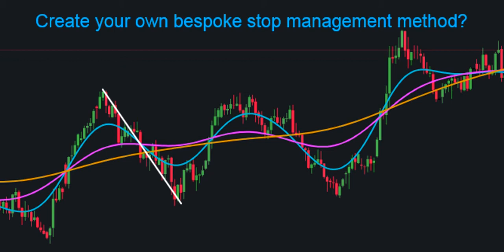As always, the important thing is to choose an effective system and implement it consistently and avoid moving the stop loss just because you feel like it. The positives of this method are that it offers you much more freedom to create your own system of stop loss and therefore trade management.